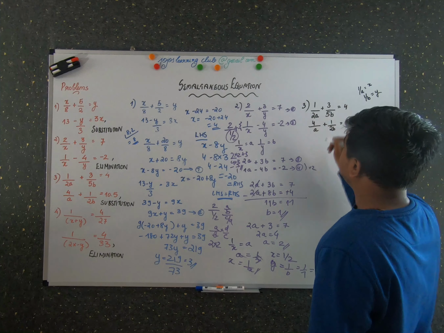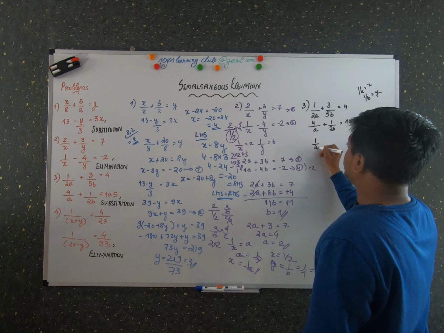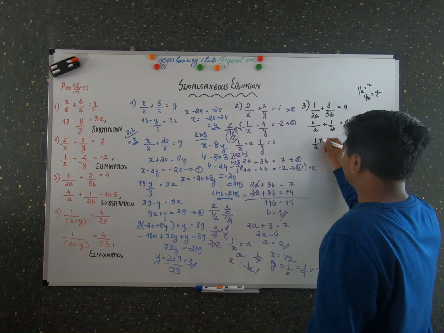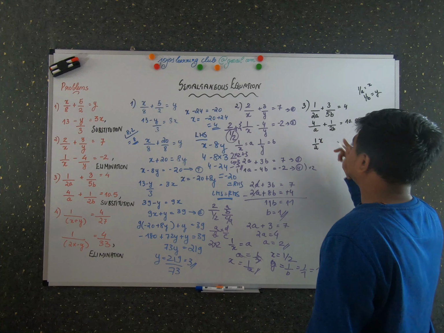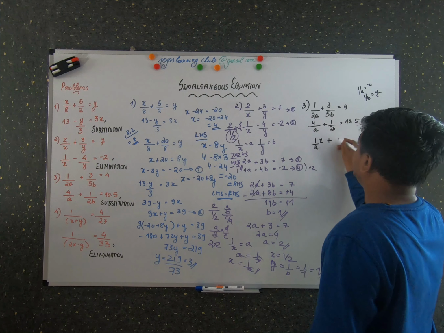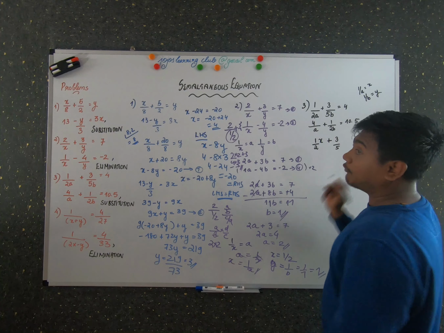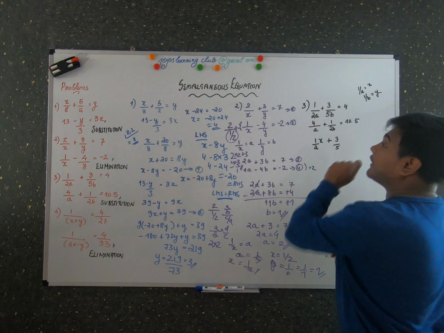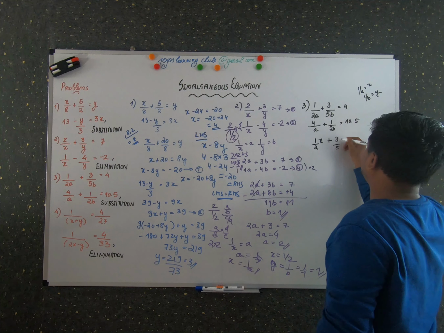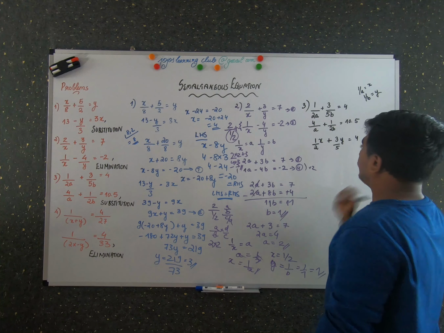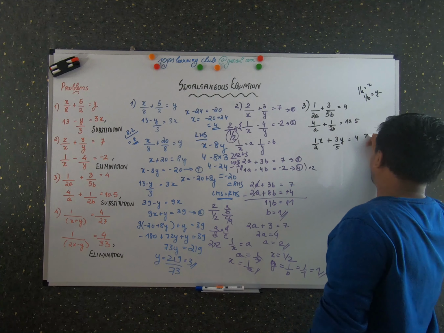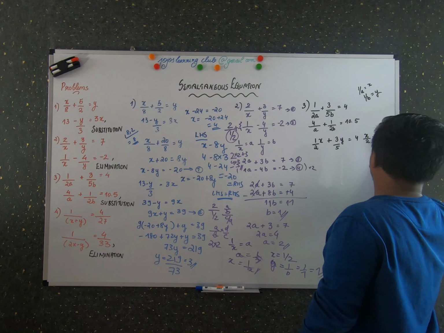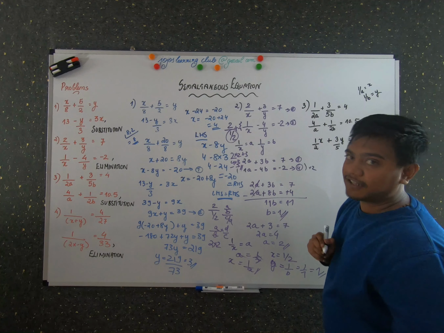So 1 by 2 into 1 by a, that is 1 by 2a. So 1 by a is x. So 1 by 2 into x plus, what happens here? 3 by 5. You have to write the numerator, the number part, the same, but only this variable part I'm going to change. So 1 by b is y, equal to 4. So your first equation is x by 2 plus 3y by 5 is equal to 4. This is your first equation.